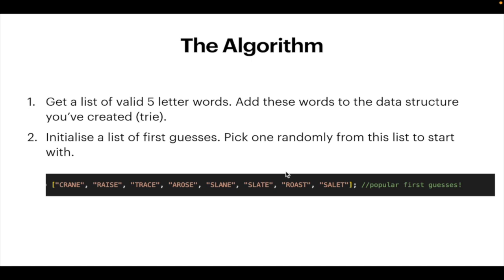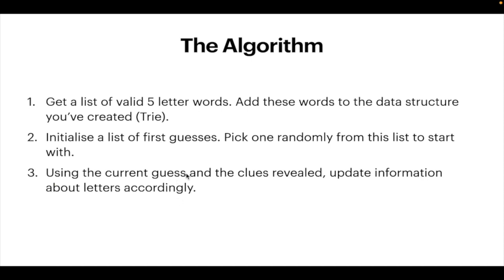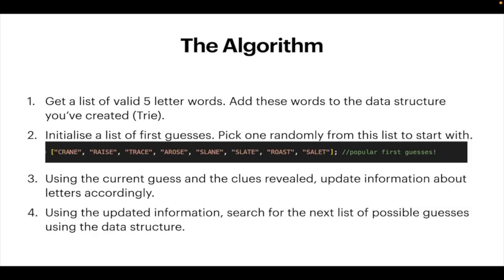So that will be our first guess, and using the current guess, we obtain clues, and with the clues we can update information about letters accordingly. So this is something we need to do from our end. We obtain the clues, and then we store some information about letters, and this updated information can help us search for the next list of possible guesses using our data structure.